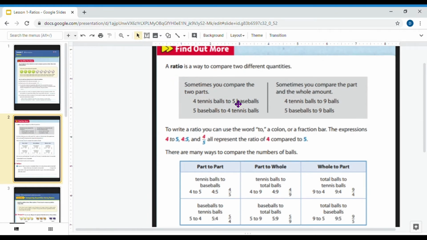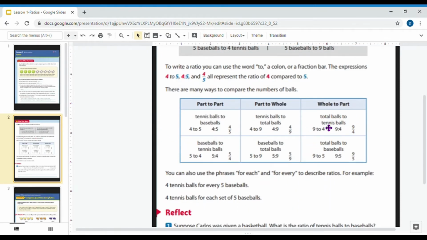It says a ratio is a way to compare 2 different quantities. So sometimes you compare 2 different parts, so part to part, where you're comparing there are 4 tennis balls to 5 baseballs. And then other times you're comparing one part to the total amount or the whole amount. So like 4 tennis balls to 9 total balls. So this is a little bit of a summary of page 1. So to write the ratio, you can use the word to or a colon or the fraction bar. So right here are all representing the ratio of 4 compared to 5. And here is a great chart using examples showing you part-to-part ratios, part-whole ratios, and whole-to-part ratios, all 3 ways.